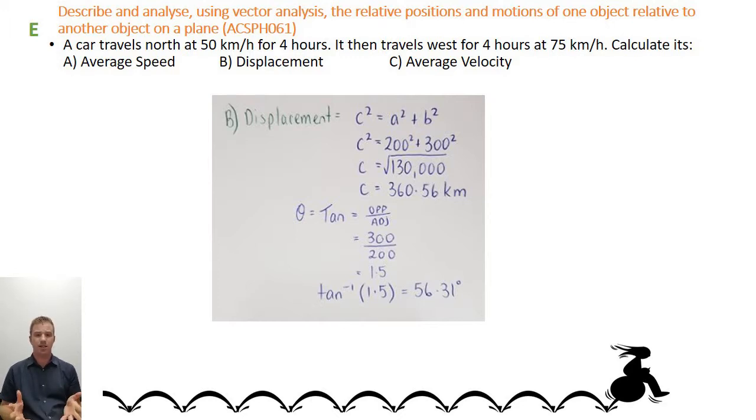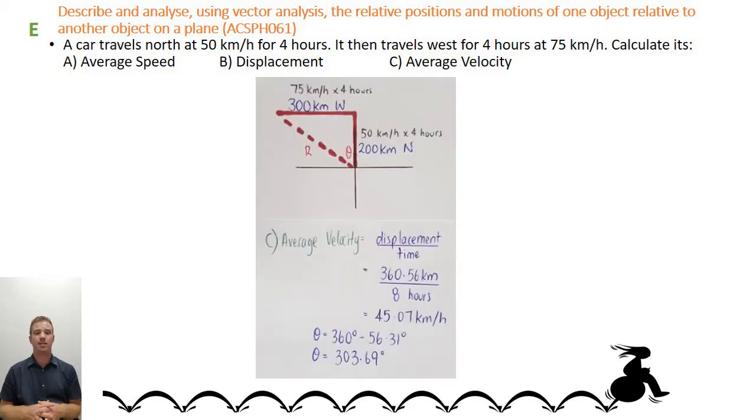Now for the angle, we're going to be using tan, because we're going to find the opposite and adjacent sides to give us the resultant. So we've got shift tan of 1.5, which is 56.3 degrees.